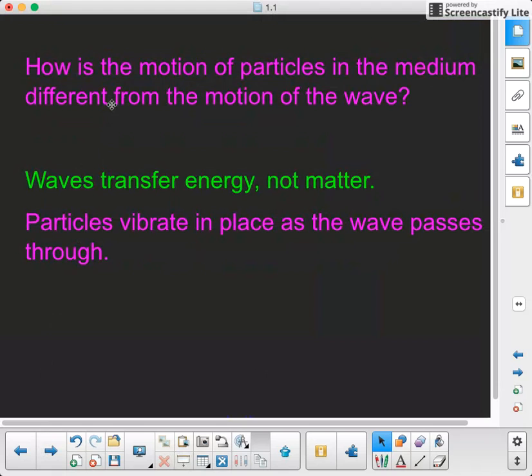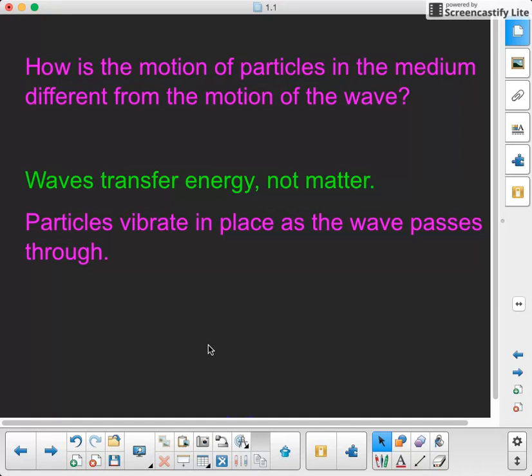Then lastly, there's a question in the digital lesson that is also recorded in your notes. I'd like you to think about it for a minute and then answer it. How is the motion of particles in the medium different from the motion of the wave? In class, I had some illustrations with the slinky to show this. We talked about it. There are two big ideas you need to record.